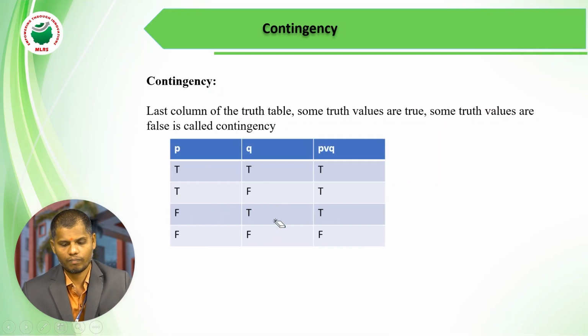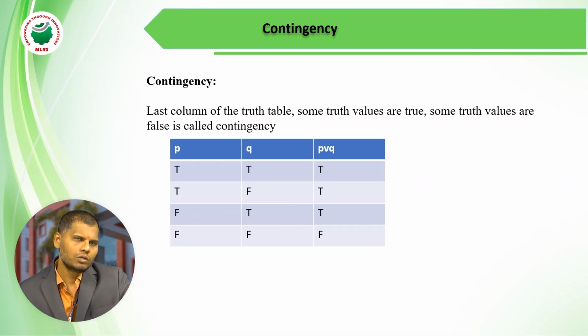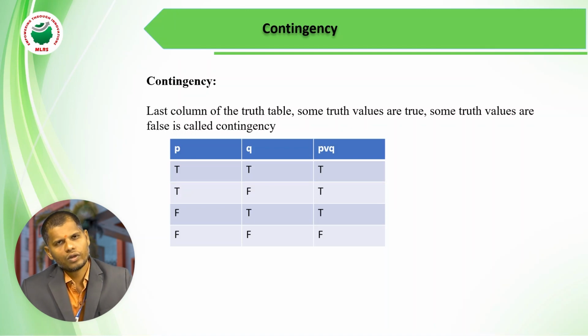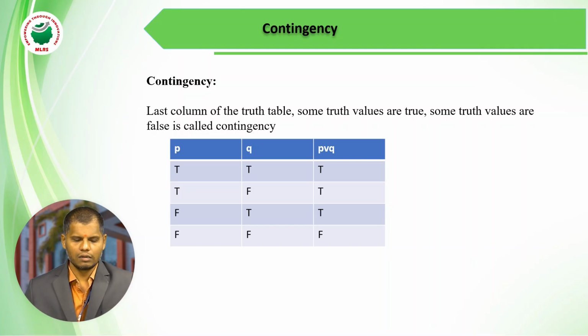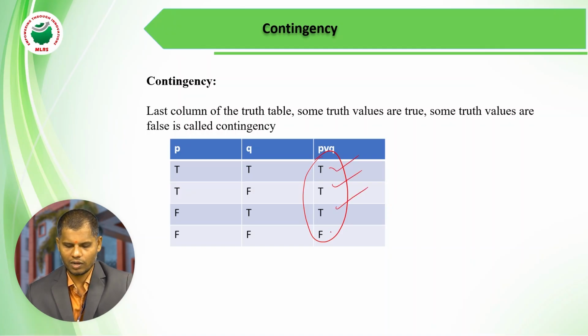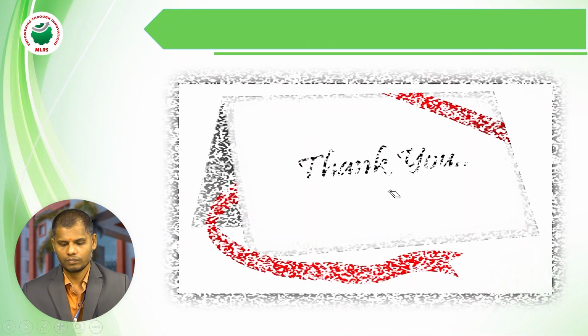And next one, contingency. If in the last column of the truth table some truth values are true and some truth values are false, then it is said to be a contingency. This is called contingency. Thank you.